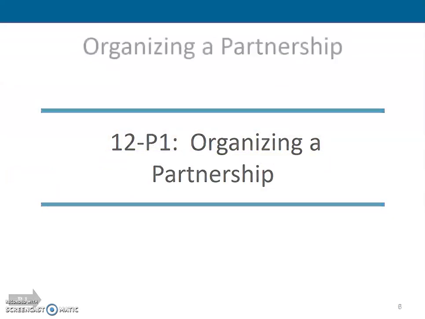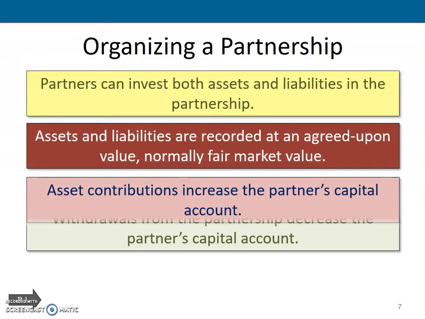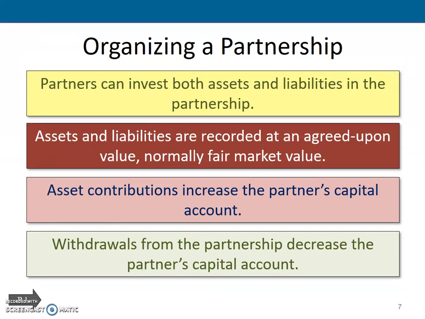All right, so how do we organize a partnership? That's what we're going to be looking at next. So the partners can invest assets and liabilities into that partnership. So it's important to know that we can do both. What happens with assets and liabilities is we're going to have an agreed upon value. Typically, it's whatever the fair market value is. So if your asset is, you might have paid $100,000 for it, but if it's only worth $50,000, $50,000 is going to be the value that's going into the business. You're not going to get to value it at $100,000 just because that's what you paid for it. If it's not worth that anymore, then you don't get to value it as that.